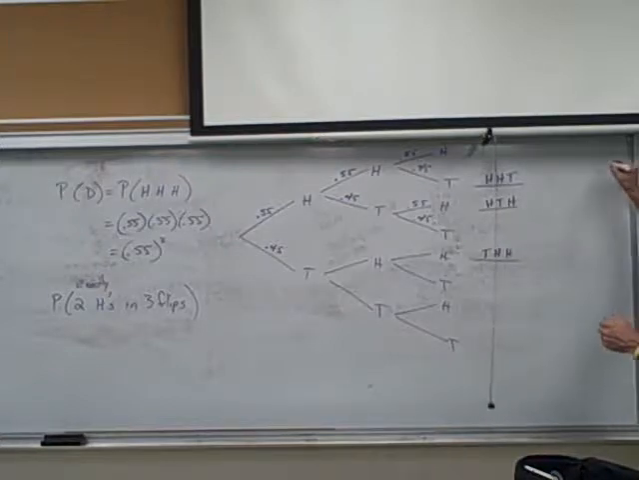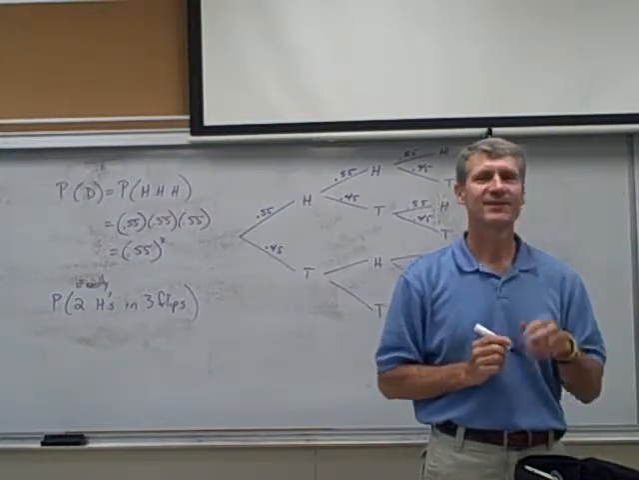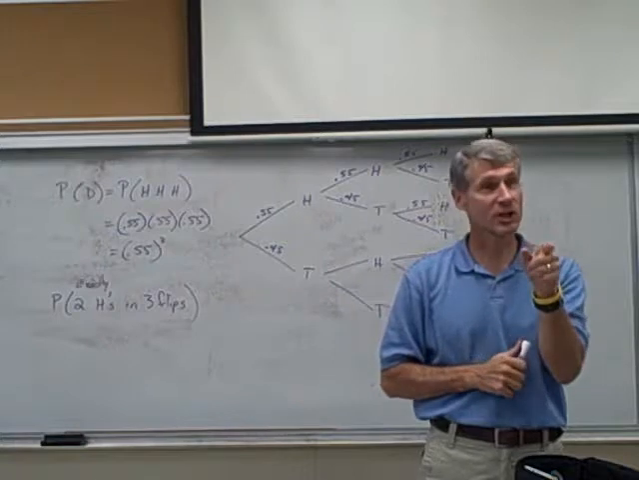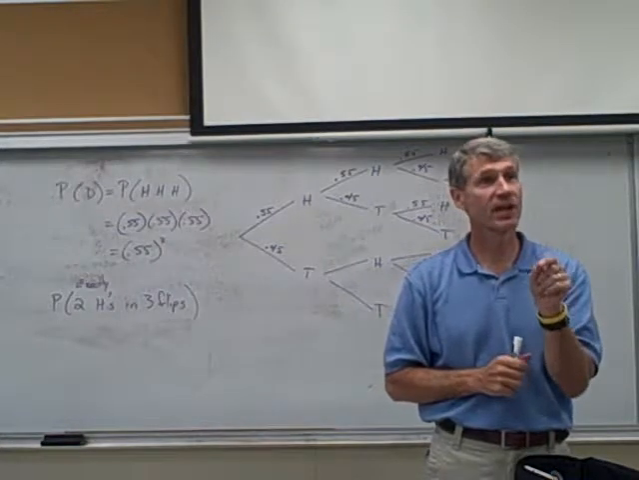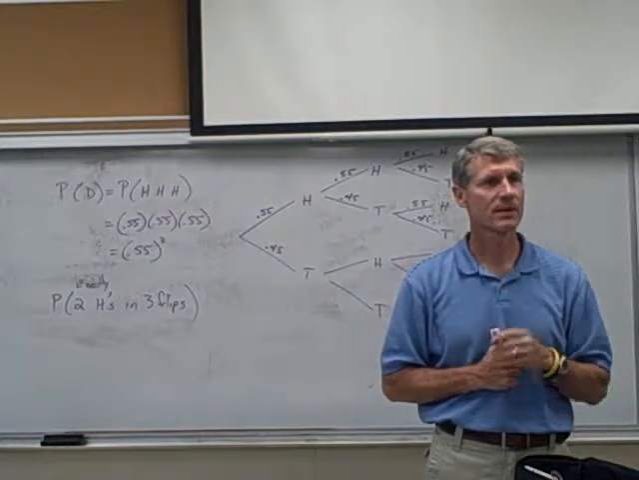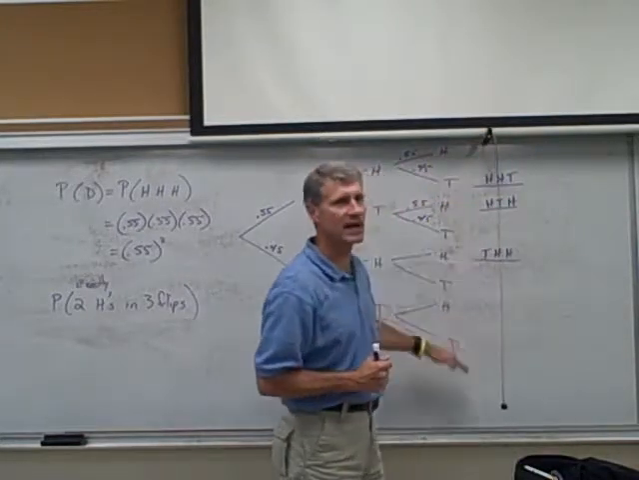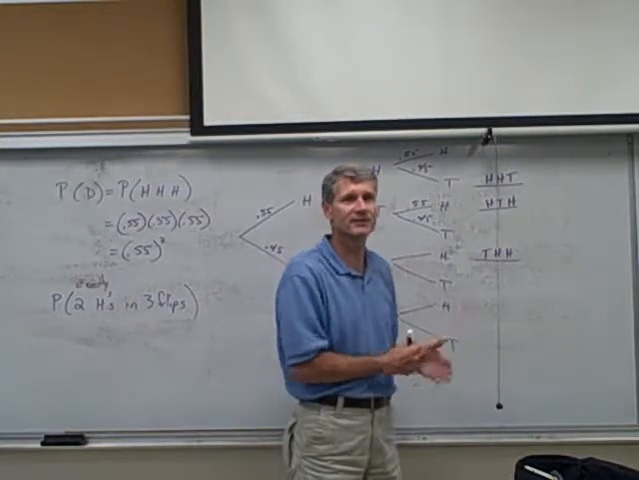3 out of 8? I was hoping somebody would say that. But that's a good first guess. 3 out of 8. If this were a fair coin, you'd be absolutely correct. It's not a fair coin though, so these branches are not equally likely. So how do I find it?